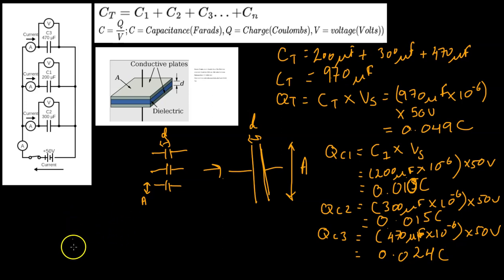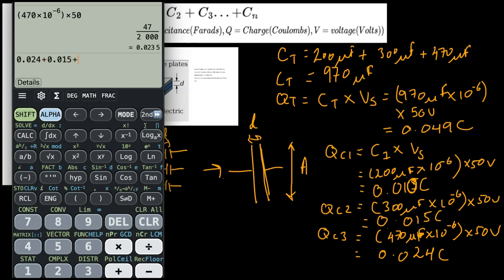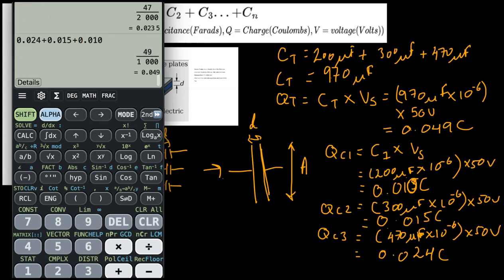That's in coulombs. So if we add those three values together, just to confirm that we aren't going crazy, 0.024 plus 0.015 plus 0.010 is 0.049 coulombs. Okay, let's discuss how our capacitance actually decreased in series.